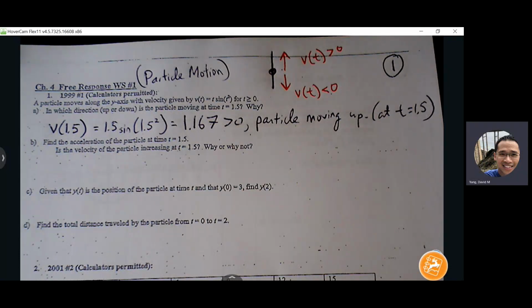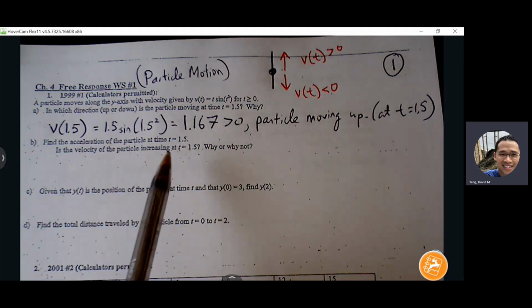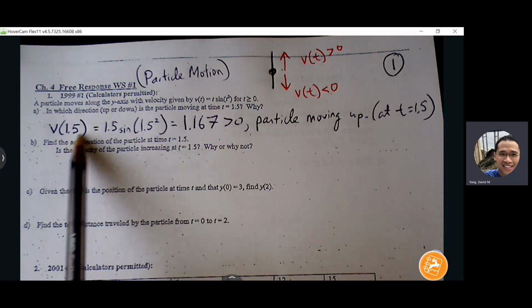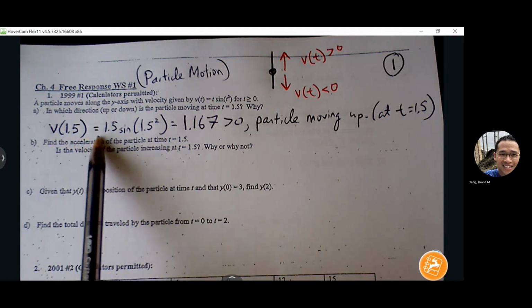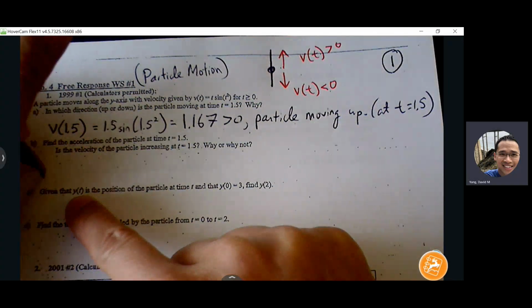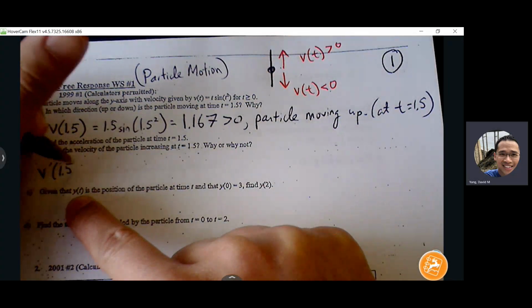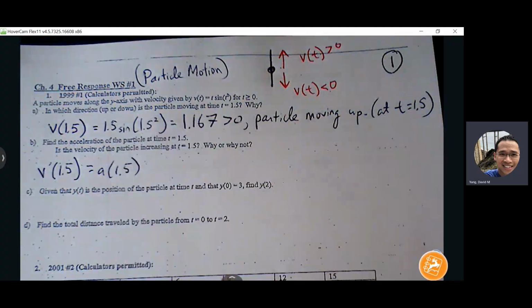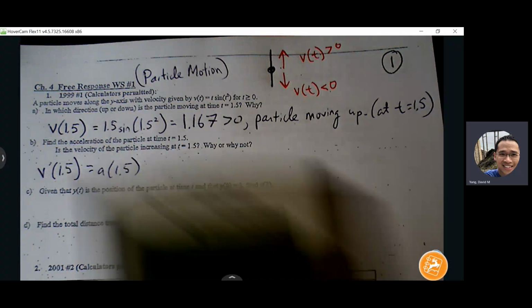Okay, part B, find the acceleration of the particle at time t equals 1.5. What's the relationship to get to acceleration? Just the derivative, right? So basically, if I do v prime of 1.5, isn't that the same thing as a of 1.5? So we can use our derivative feature, right?